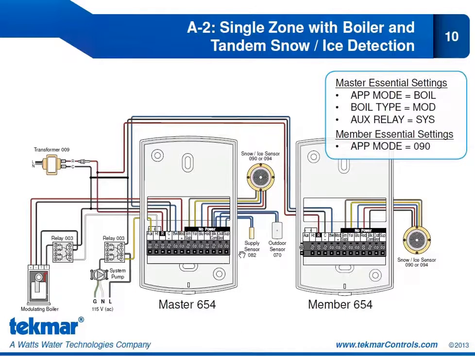The master 654 is connected to its own snow ice sensor. It also has the boiler supply sensor and the outdoor sensor connected. The essential settings for this application, starting with the master 654: the master is the one that's operating the boiler, so the application mode is boil. What type of boiler? It's a modulating boiler. And in this case, the auxiliary relay is being used to operate the system pump. The only setting for the member 654 is that it is application mode 090. That is the only essential setting for the member 654.